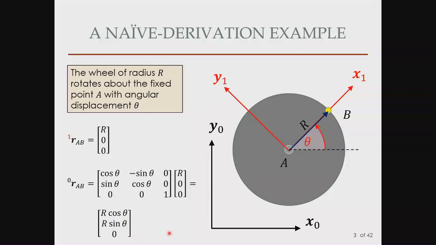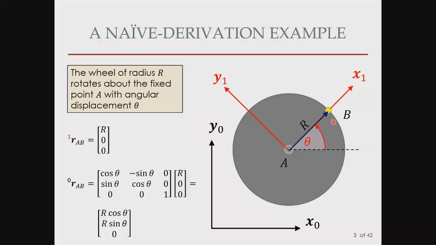That will be fine. This will be the correct velocity vector of point B, okay? Linear velocity of point B. But if I do the same component by component derivative for this vector, I will get 0, 0, 0, right? But 0, 0, 0 is not the velocity of point B.